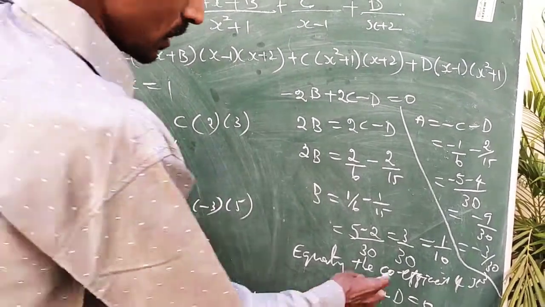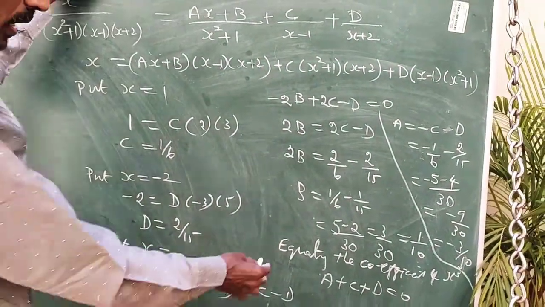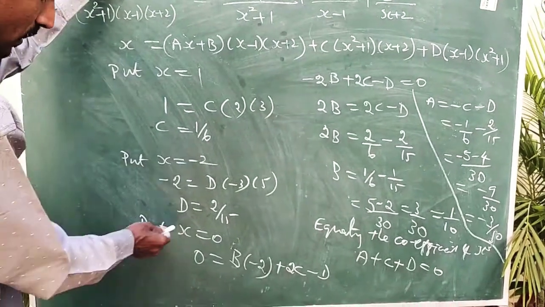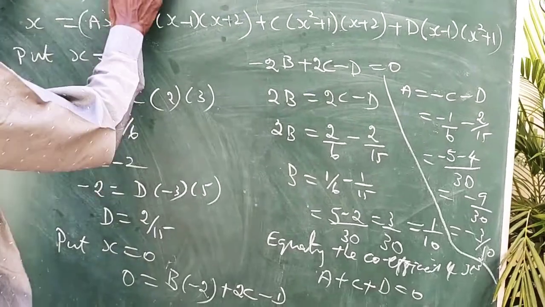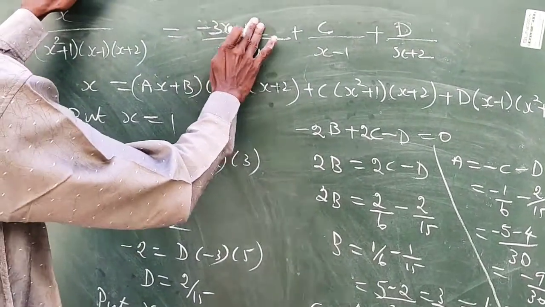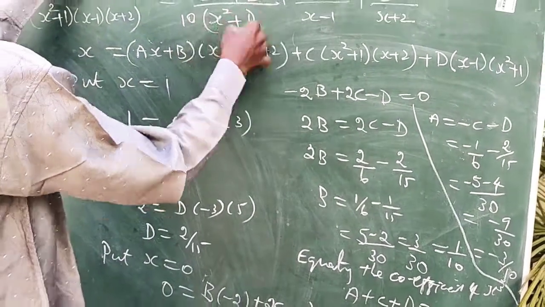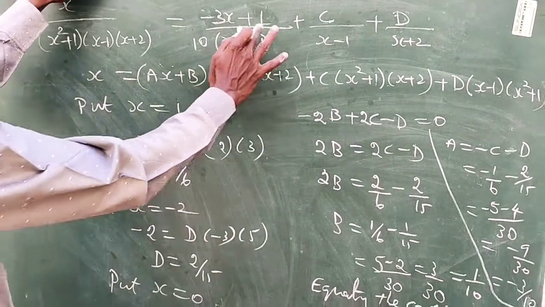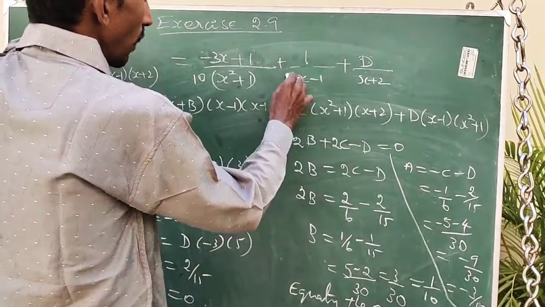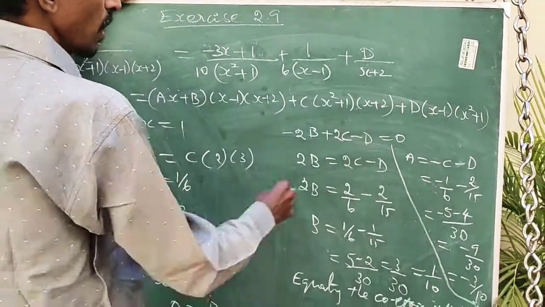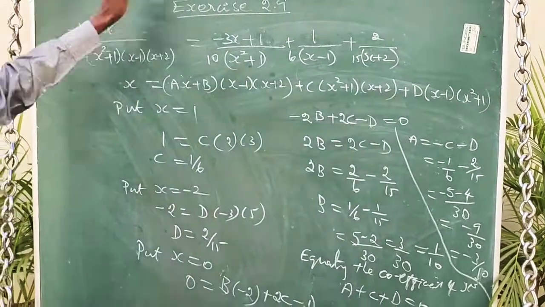A is minus 3 by 10. B is 1 by 10. C is 1 by 6 and D is 2 by 15. Just replace it here. Minus 3x plus what is B? 1 by 10, we can put it common. So minus 3x plus 1 by 10 into x square plus 1. And what is C value? 1 by 6 into x minus 1. What is D value? So 2 by 15 into x plus 2. That is the required answer.